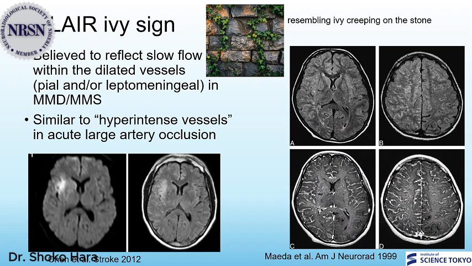In 1999, a Japanese neuroradiologist reported that a similar appearance can also be seen on FLAIR and should not be mistaken for subarachnoid hemorrhage. The FLAIR IV sign is thought to reflect slow flow within dilated cortical vessels that fail to produce normal flow voids. A similar finding can be observed in patients with acute ischemic stroke due to large artery occlusion, where it is referred to as the hyperintense vessel sign.